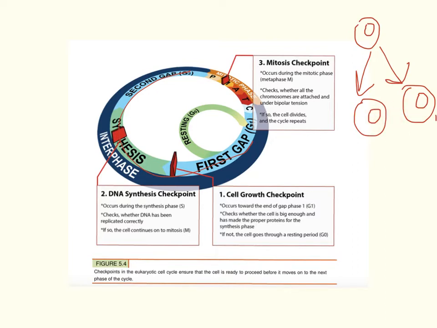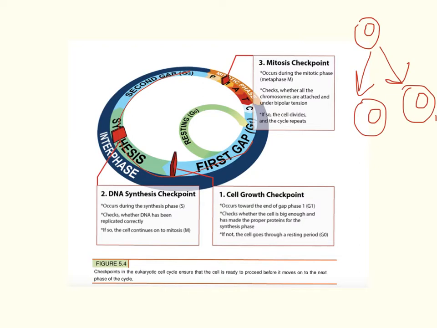There are checkpoints. The first checkpoint is in the first gap, and it occurs towards the end of that first gap, and it checks whether the cell is big enough or not. You need to know what these checkpoints are. I'm telling you, you need to know what the gaps are, what their order is, what the mitotic phases and their order are, and what is cytokinesis. You need to know G0 is a resting phase, and you need to know what the three checkpoints are. We've covered this in the lecture, it's in your notes, in the PowerPoint, it's in the reading, and hopefully we'll be able to do the lab on Monday.